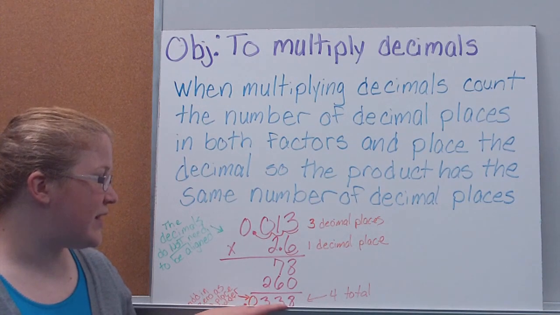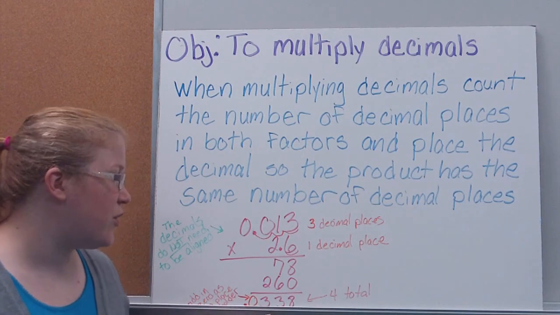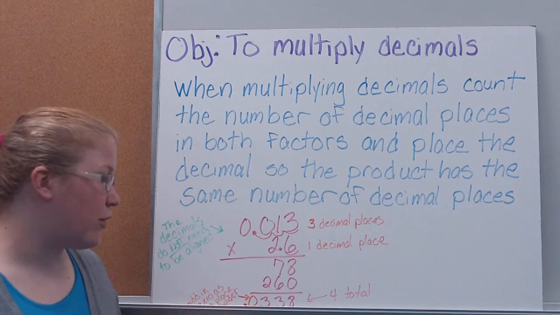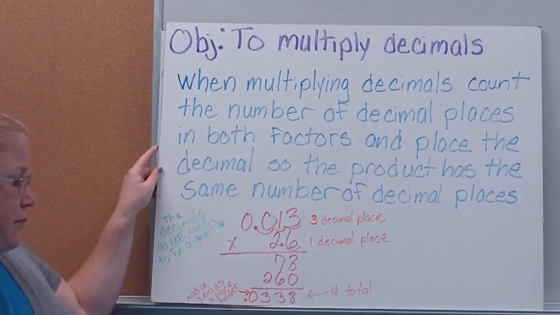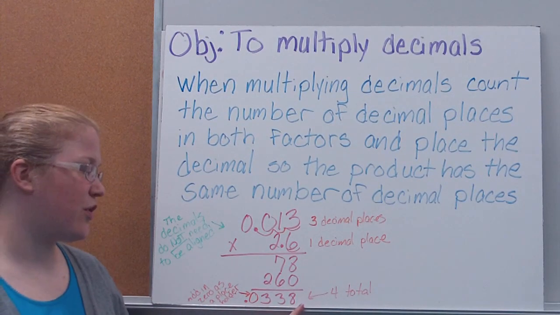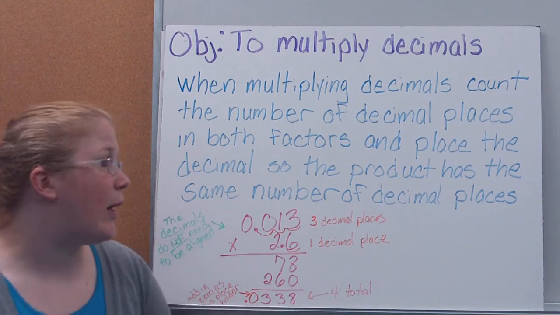If you look, though, when I did my multiplication, I only wound up with 3 numbers in the answer. So what am I going to have to do then? I'm going to have to add in that 0 placeholder to make sure that my number is correct. So just make sure that you're counting those in there, and we'll do some problems and we'll practice this as well.